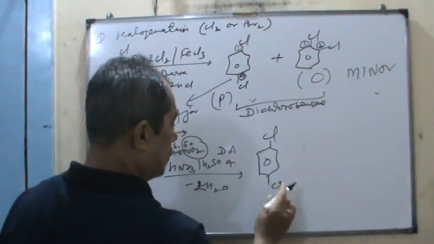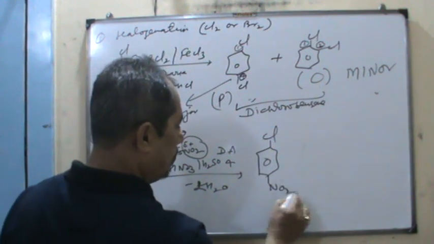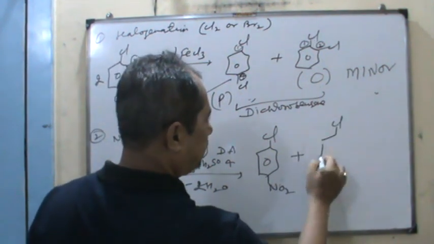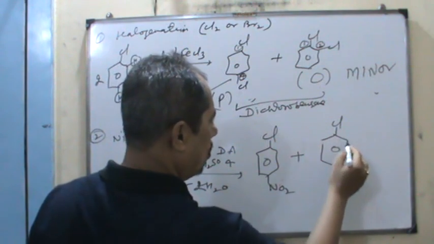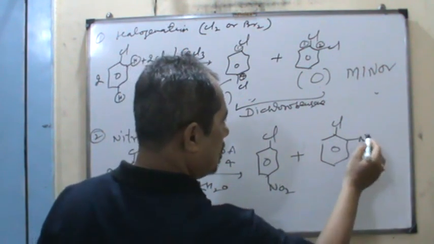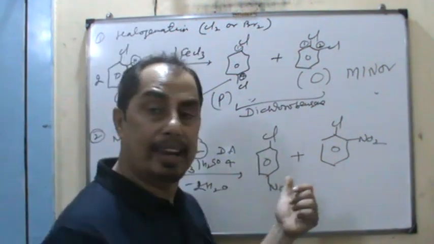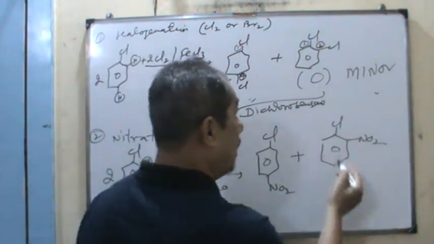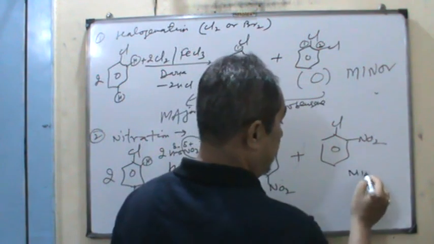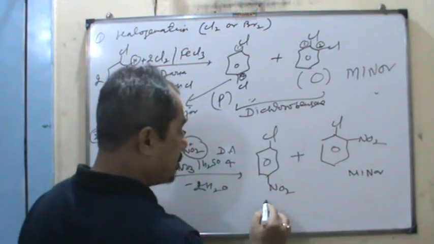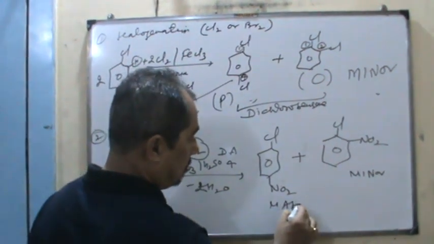It is the 1-chloro-2-nitrobenzene and 1-chloro-4-nitrobenzene, or 1-chloro-2-nitrobenzene, which is minor and which is major. In the same way, in the opposite condition, which is the minor, and the other is the major product.